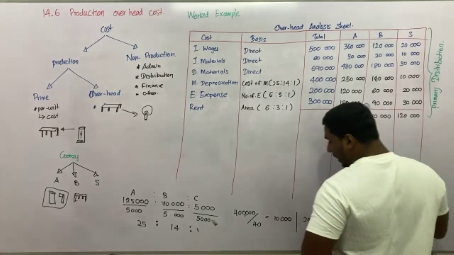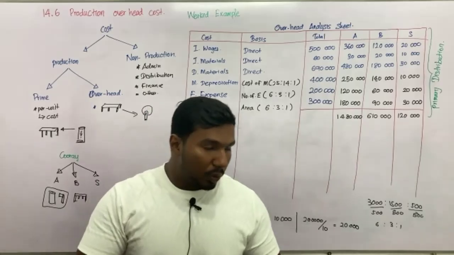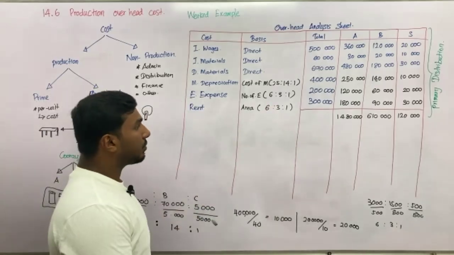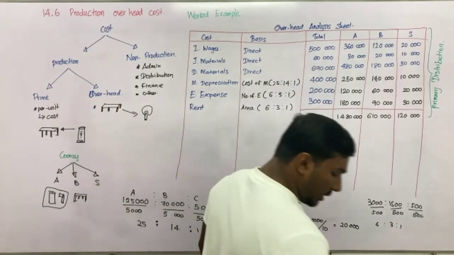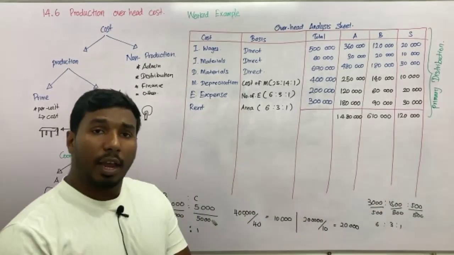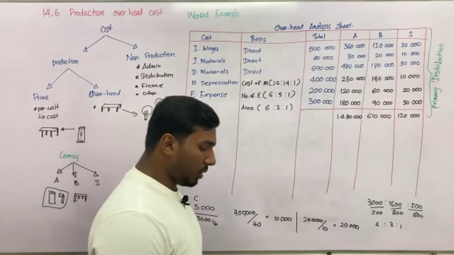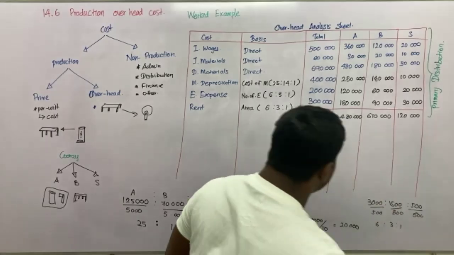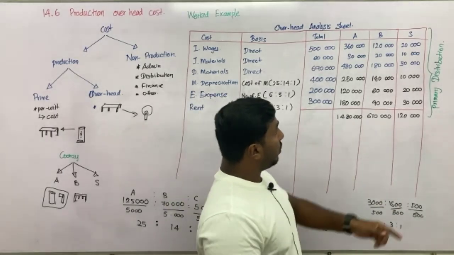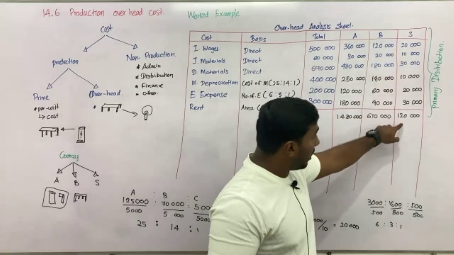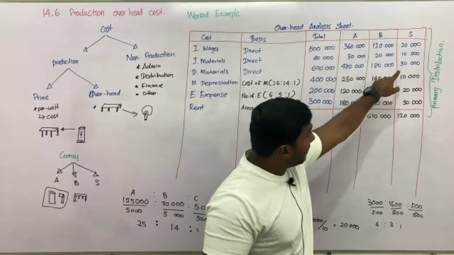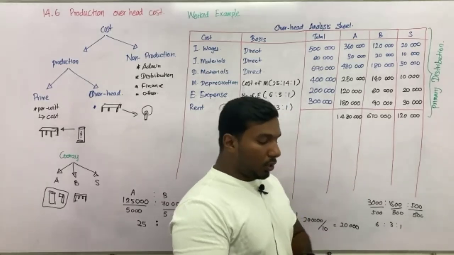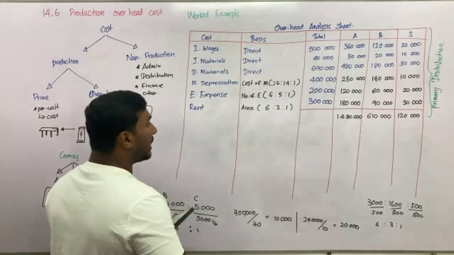Distribution, which means we are distributing the overhead expenses at the very initial stage. Primary distribution. Okay. After the primary distribution ends, we have to do the secondary distribution. So what is meant by secondary distribution? Actually, the secondary distribution means distributing the service department overheads into production departments. Okay, so that will be the secondary distribution.